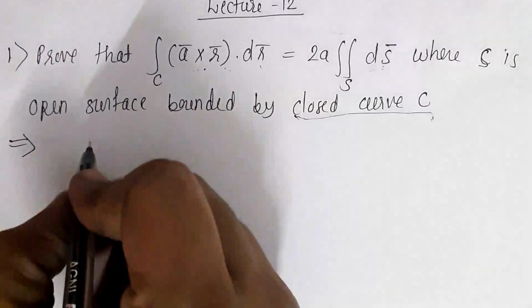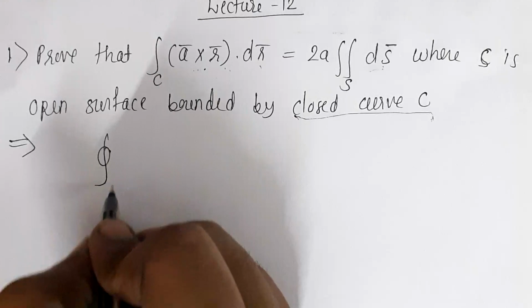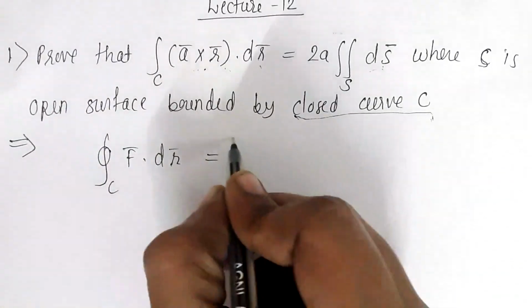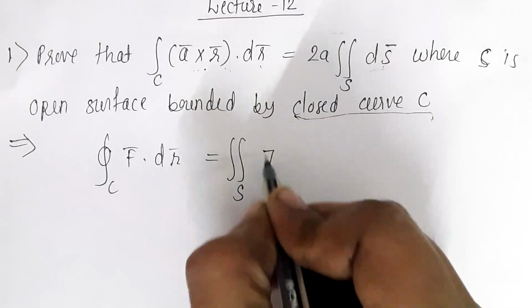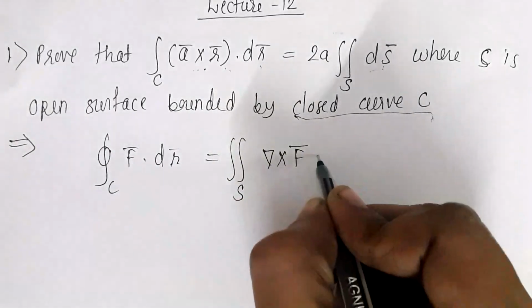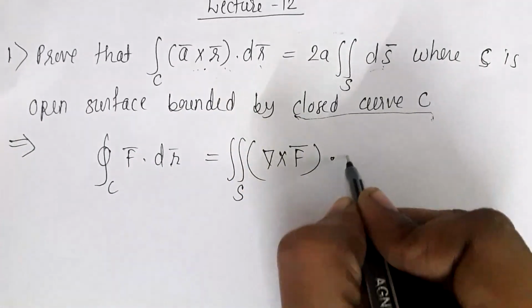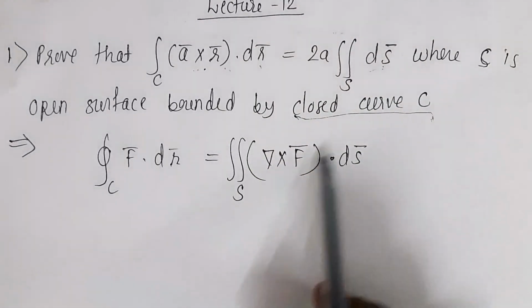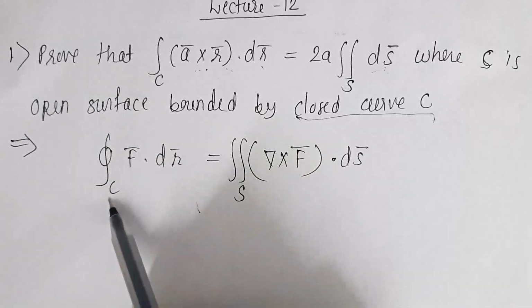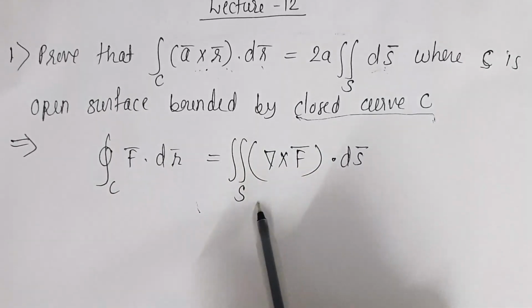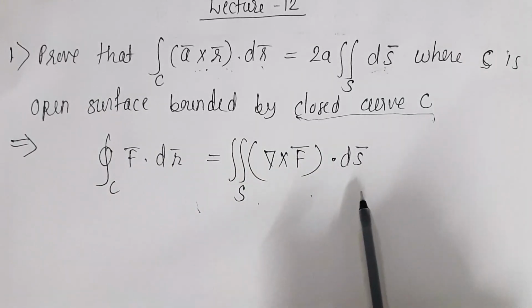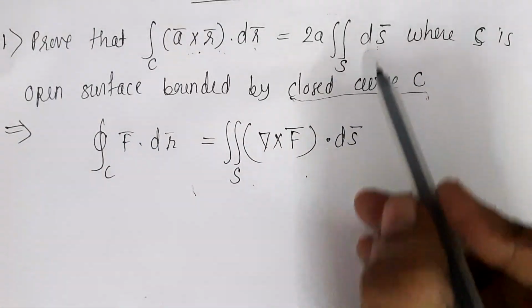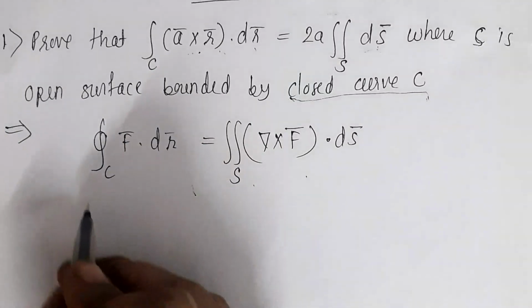So what is Stokes theorem? Integral over C of f dot dr is equal to double integral over S of del cross f dot n cap ds, or we can write ds bar also. Here we write ds bar because we need ds bar. So integral over C of f dot dr is double integral over S of del cross f dot ds bar.